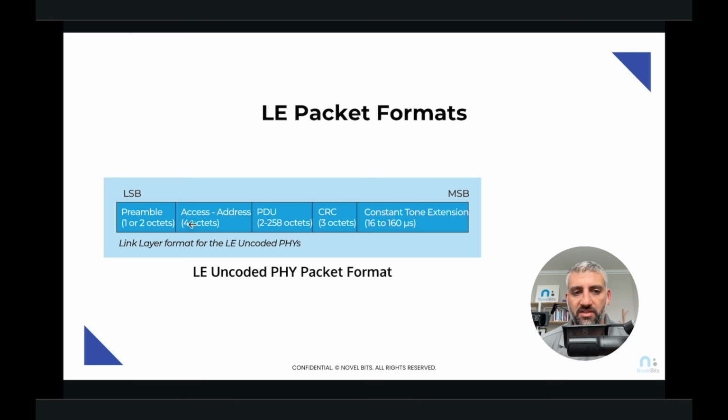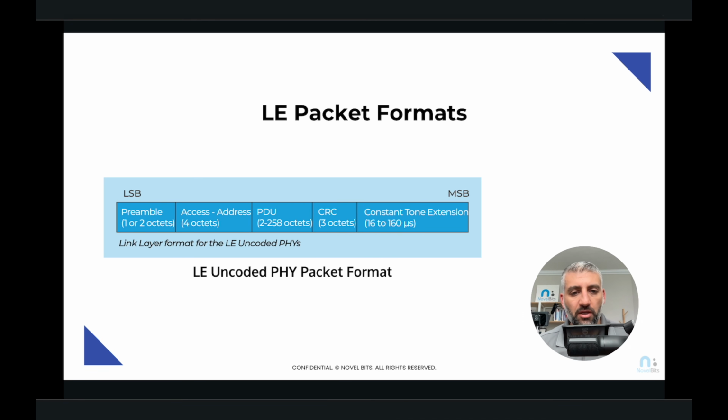The next 4 bytes are called the access address. For legacy advertising, the access address is actually fixed, and it's the same for any packets that are sent using legacy advertising. In the case of extended advertising, or in the case of connections, that will be different. But in the case of legacy, it is set to a fixed value that's defined in the Bluetooth specification document. Now again, this is all for uncoded PHY. We'll take a look at the coded PHY in the next slide.